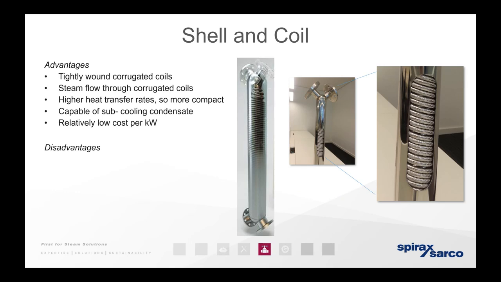So advantages: they're tightly wound corrugated coils, which means you can fit a lot in there, which means high heat transfer rates. Steam flow through the corrugated coils is smoother, capable of subcooling condensate, relatively low cost again per kilowatt of steam. So the disadvantages, again, these are sealed units, so they're difficult to maintain. Pressure and temperature limitations.